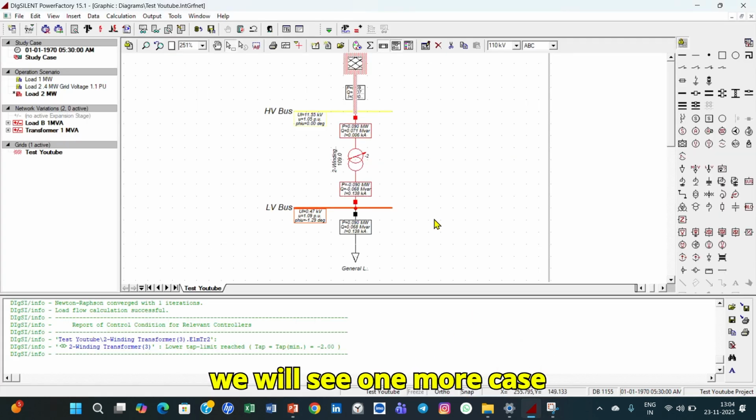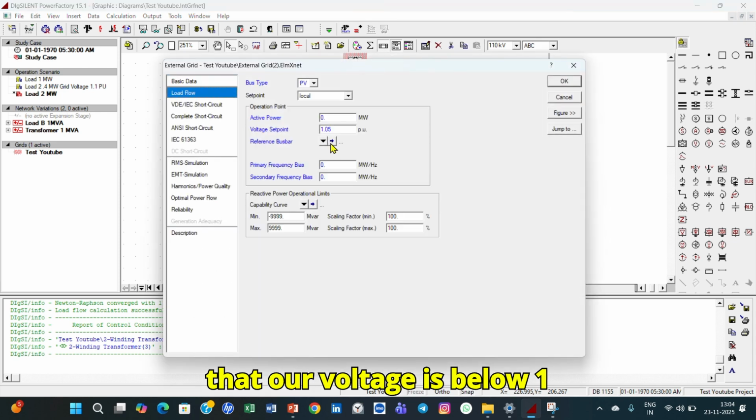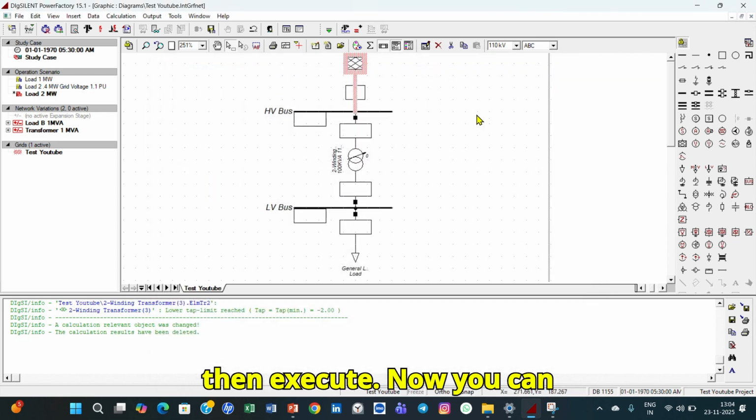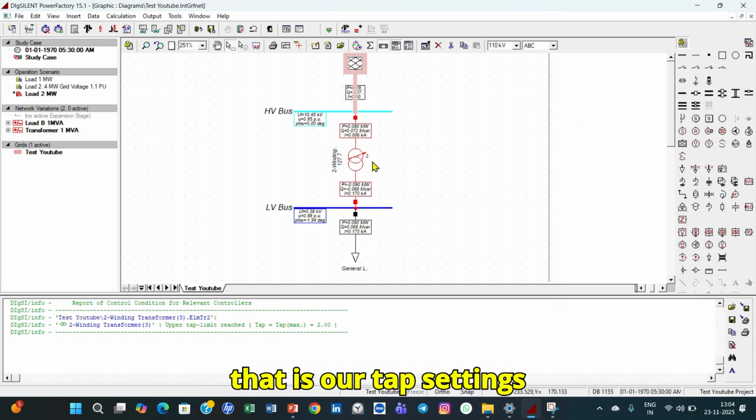Okay, now we will see one more case, where our voltage is below 1 per unit. We will consider 0.95 and click OK, then execute. Now you can see our tap setting is +2, and the voltage is 0.8, which is less than the 0.9 we have targeted.